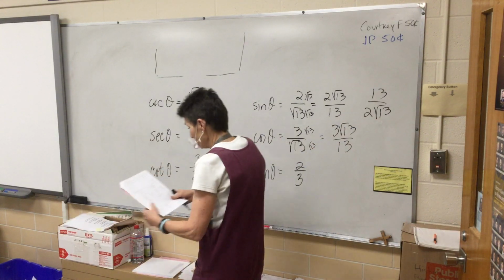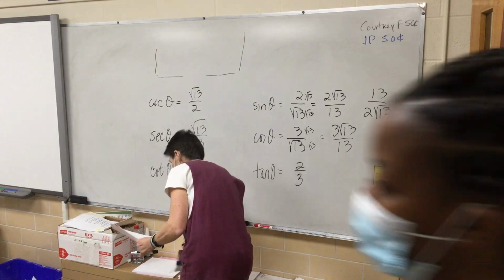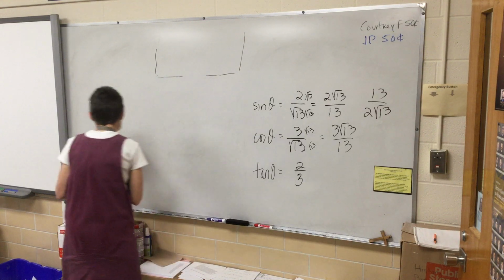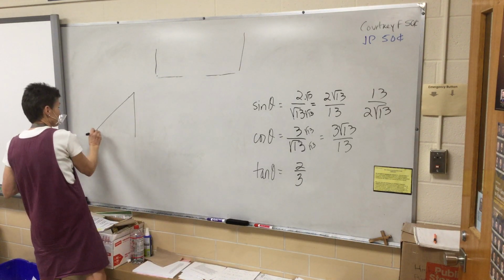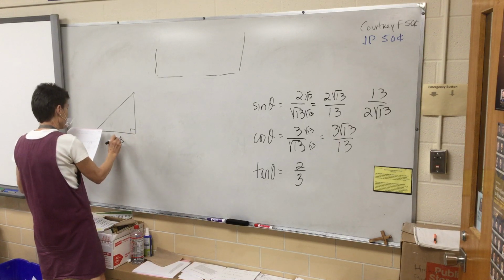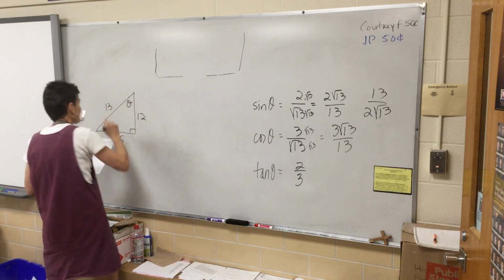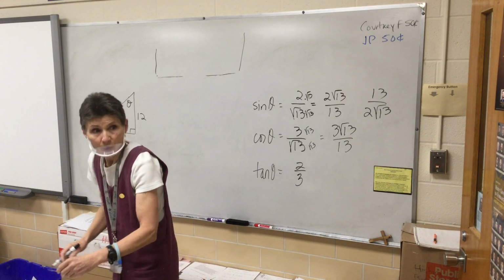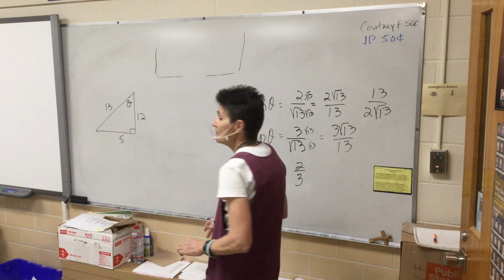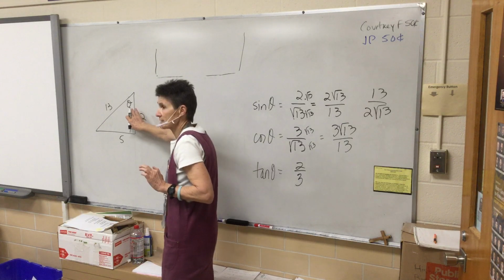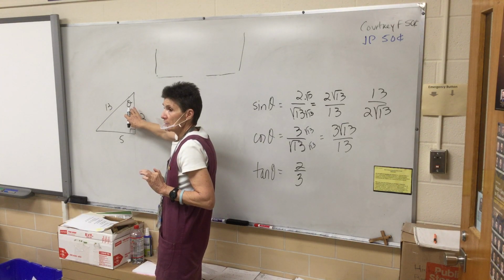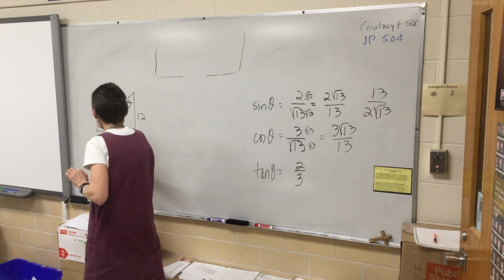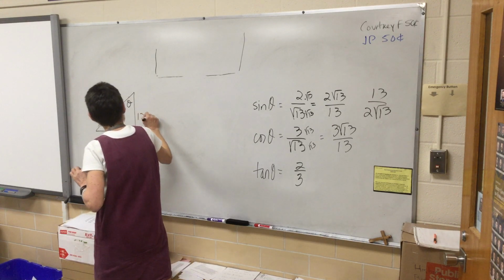All right, let's try the next one. B. We're going to do exactly the same thing. So the first thing I want you to do when you look at the picture is label right on the picture what is opposite and what is adjacent. We know that the angle is up here this time. Right? So which side is opposite? 5. This is your opposite side. This is your hypotenuse. And this is your adjacent side.